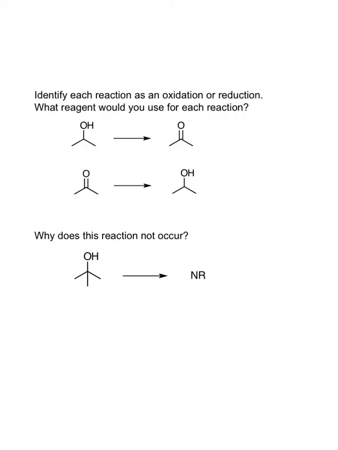Let's practice. Identify each reaction as an oxidation or reduction, and identify the reagent you would use. For the first reaction, note that that carbon has one oxygen and one hydrogen. The product has two oxygens, zero hydrogens, so that means this is an oxidation.